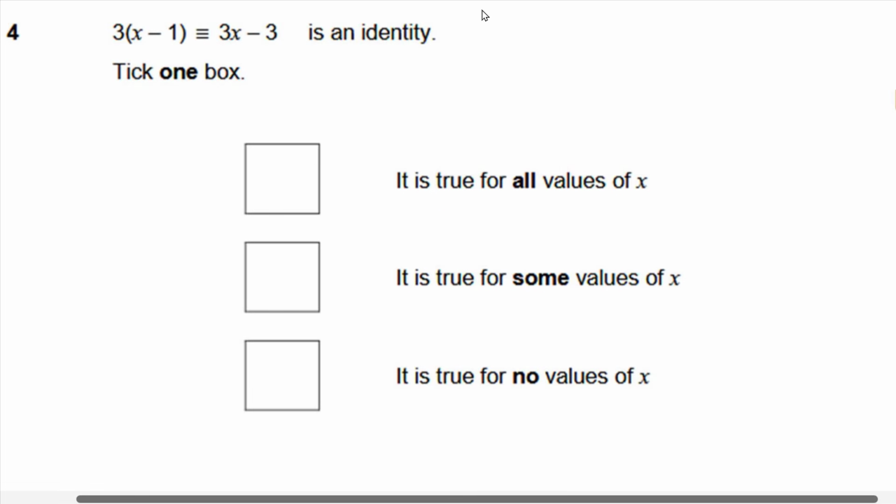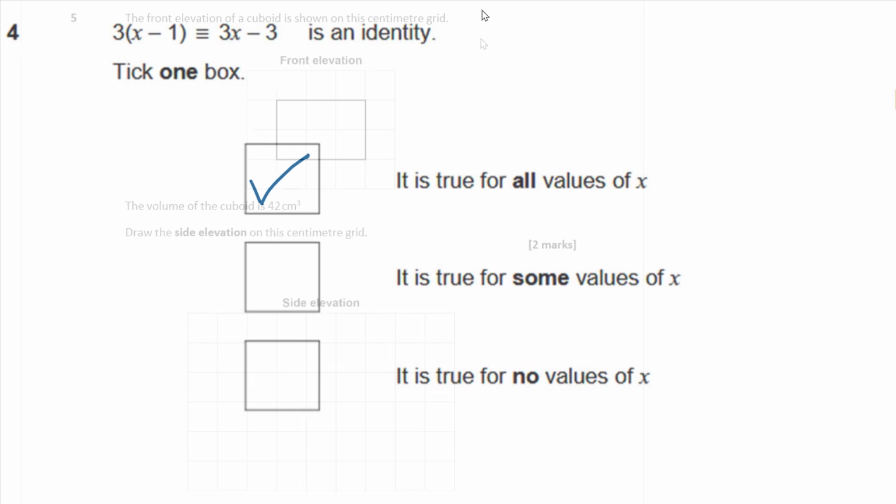Question 4. 3 lots of x minus 1 is identical to 3x minus 3, it is an identity. Okay, so tick one box. It is true for all values of x, it is true for some values of x, it is true for no values of x. Well, identities are identities because they are true for all values of x.